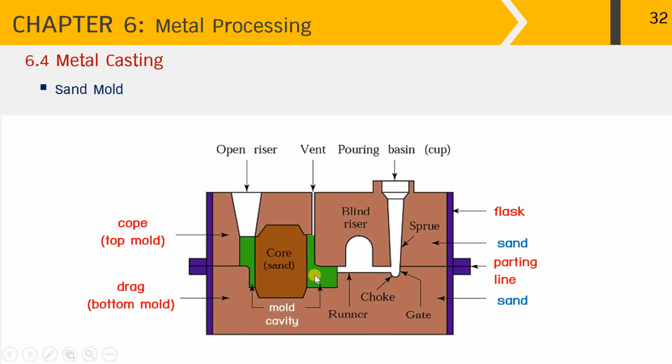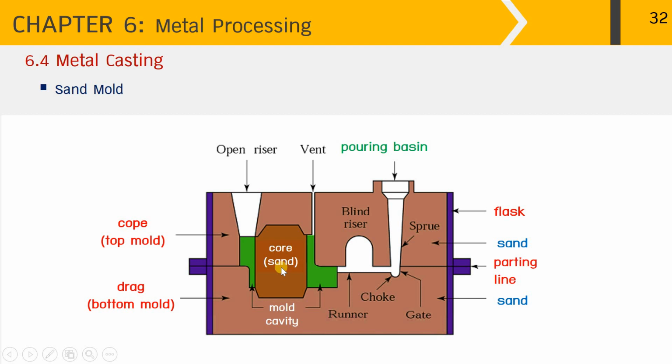Inside here, as you can see in green, is the mold cavity. That is the empty space that has been previously occupied by the pattern, resembling the metallic part to be produced but in a bigger size. Next is the core that is made from sand. The core is used to replace the empty space that we don't want to be filled with molten metal. In other words, it is for making the hollow part.